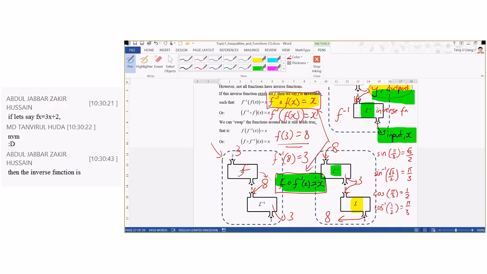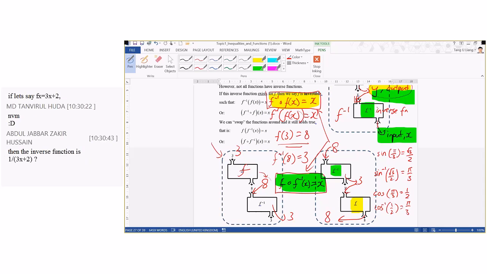No, that's not simple. That's not one. The f to the power negative 1 is not the reciprocal, okay? It's not the reciprocal. It's something else. There's another way in which you will calculate the formula for f to the power negative 1. But it's not 1 over 3x plus 2. Alright?